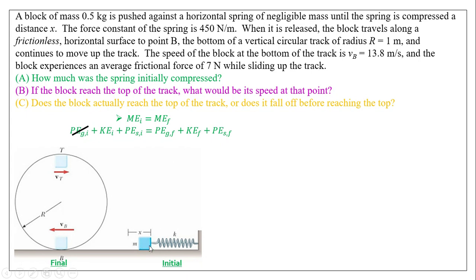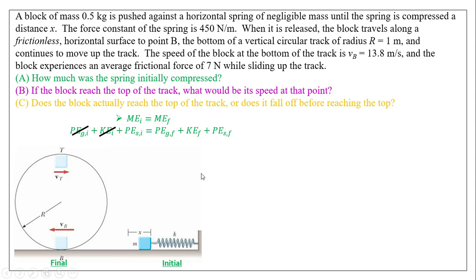The block starts on the horizontal surface, which has no height. Therefore, PE gravity gets crossed out. It starts at rest, so I'm going to cross out KEi. The only term I want to keep is PE due to spring, because again, there must have been a force pushing this block to the right. Force times displacement does work. That work is stored in the spring, so therefore there is energy stored in the spring.